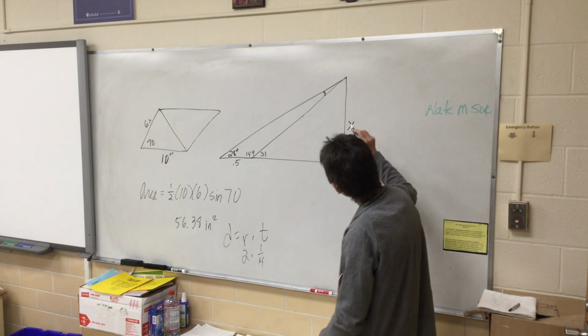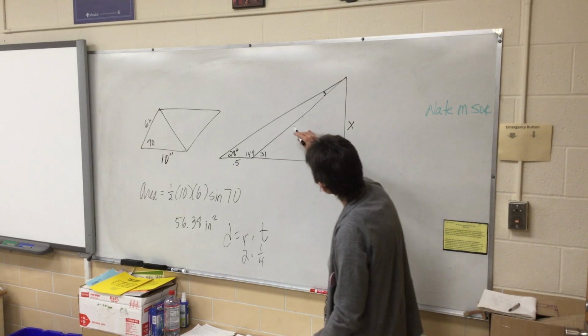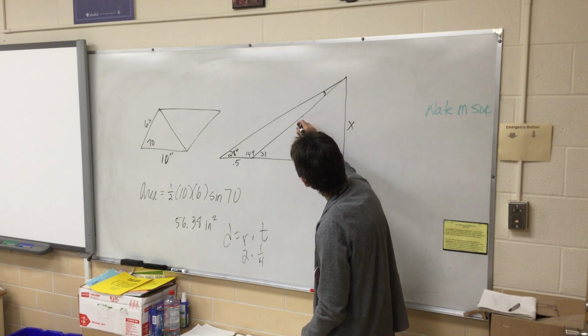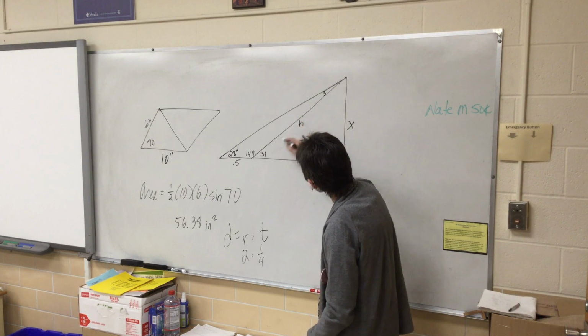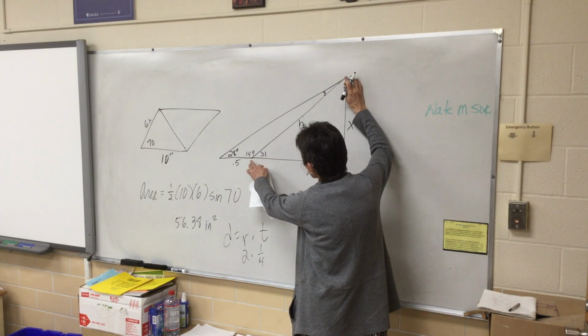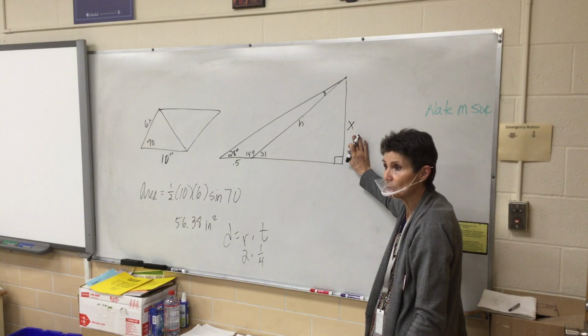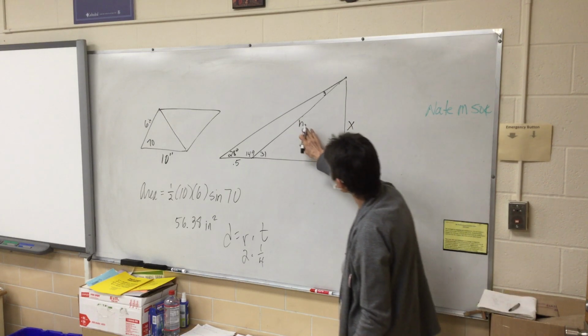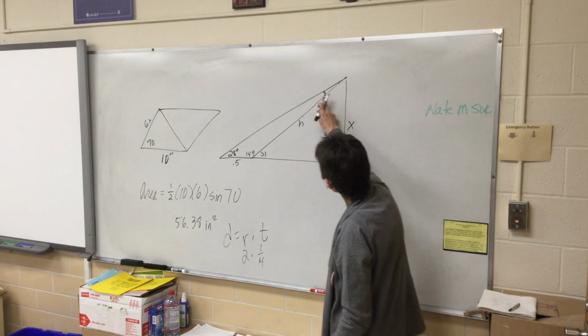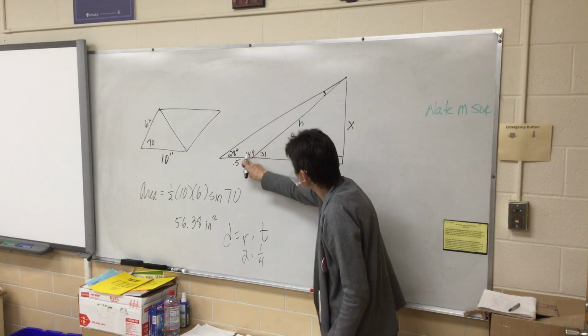Now, I can't find X, but I can find this thing right here. I'm going to call this H. This length right here, from here to here. Because once I find that, then that's going to help me find X. You see what I'm doing? Now, how can I find H? I can use my law of what? See what you got right here? That's going to be sines.